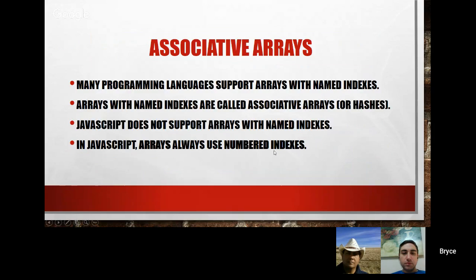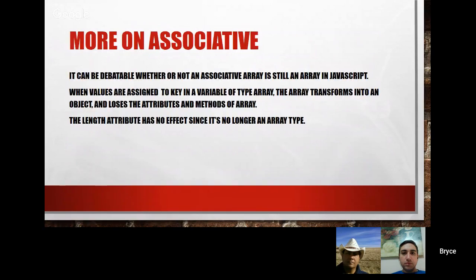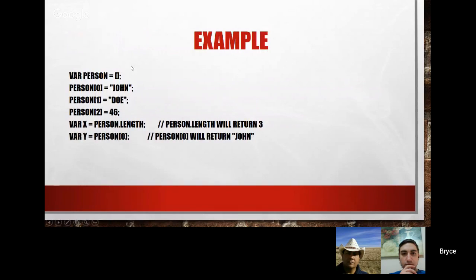So more on associative arrays. It's debatable whether or not an associative array is still an array in JavaScript, because when values are assigned to a key in a variable of type array, it forms into an object. And it loses the attributes and methods of the array. Attributes have no effect since it's no longer an array type. So it's questionable whether, once you change it into an object, it's still considered an array. We'll just leave it at that.